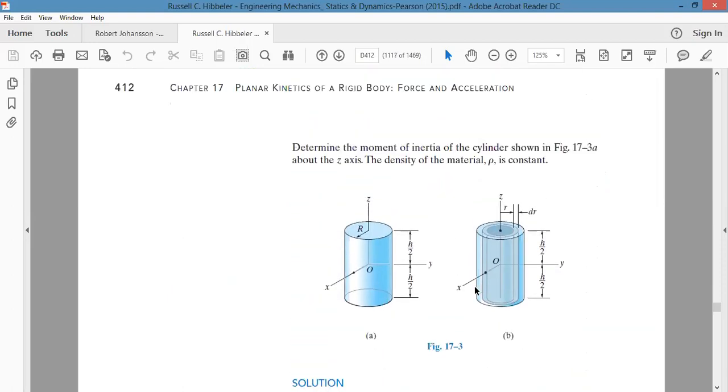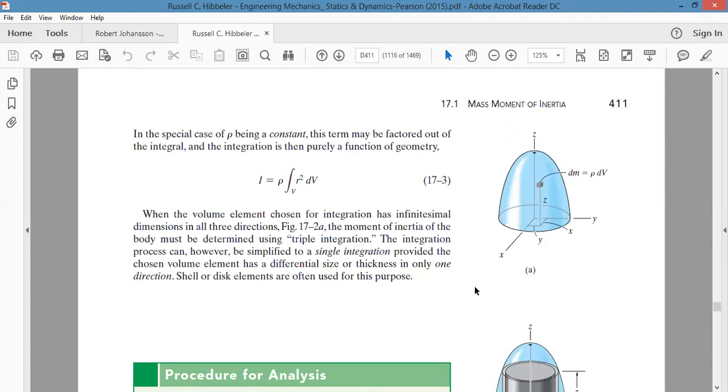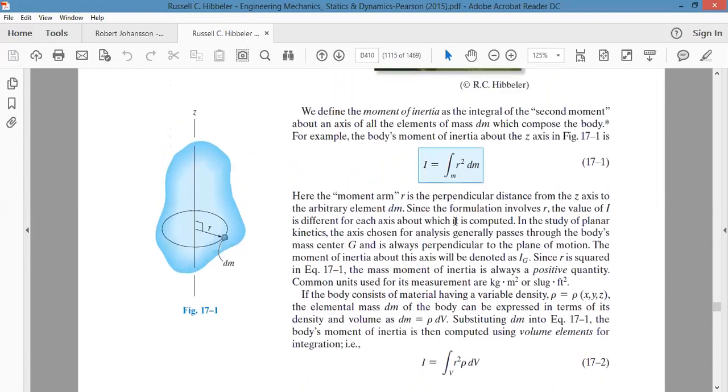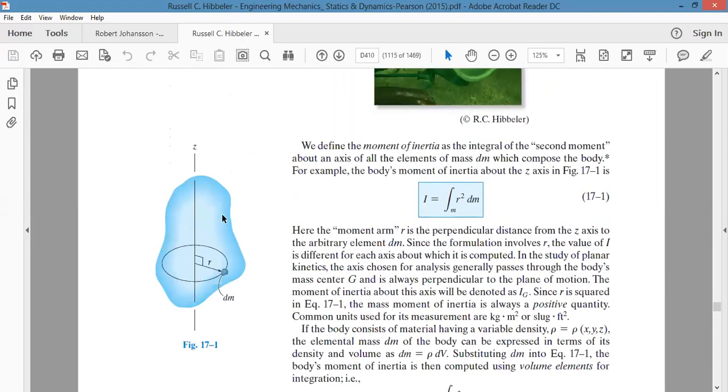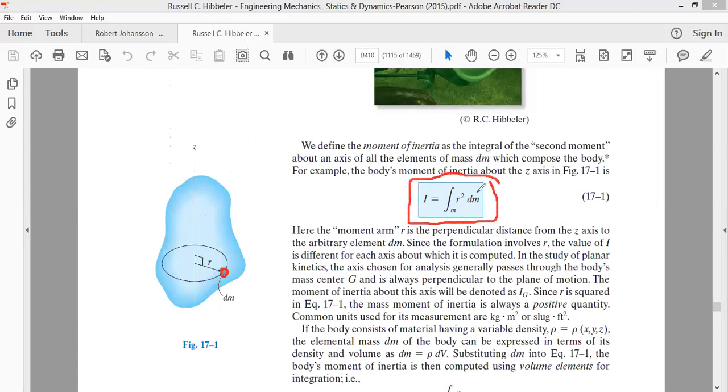This is where the definition of moment of inertia has been provided. The moment of inertia of any rigid body about an axis like the z axis is equal to, take a small mass element at a distance r. Moment of inertia about any axis is defined as the integral of r square dm. Let me show you how to make use of this equation.